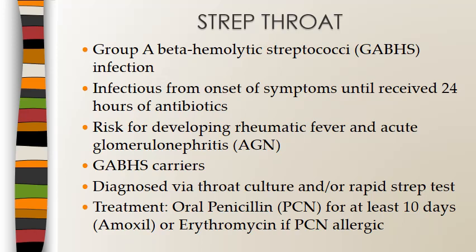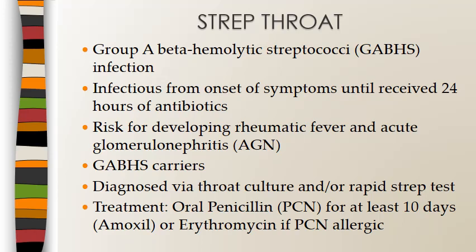Strep throat is caused by group A beta hemolytic streptococcal bacteria, and a child who has strep throat is infectious from the onset of symptoms until he or she has received 24 hours worth of antibiotics. These children are at risk for developing rheumatic fever and acute glomerulonephritis, and that's one reason why we're going to educate them to take their antibiotics appropriately and the full amount to be taken.